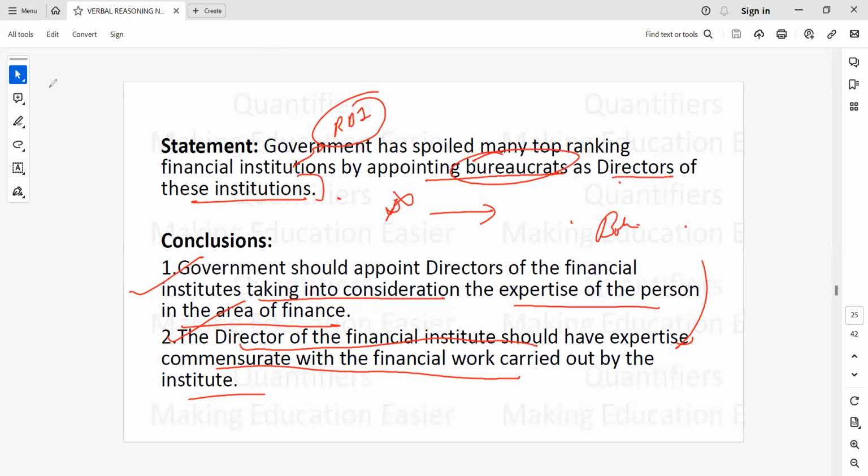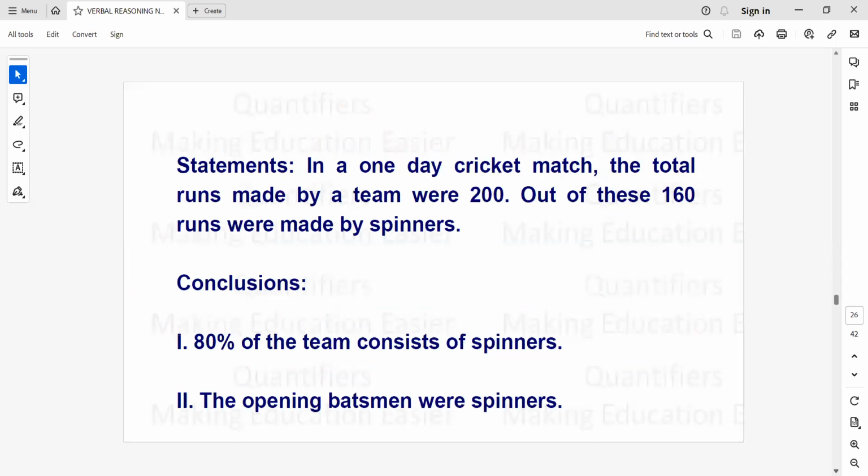So I hope you are able to understand the conclusion. Don't be confused by words like inference, because an inference is nothing but a type of conclusion. It is something that you can infer.